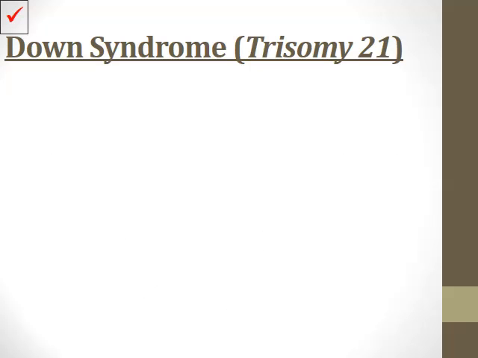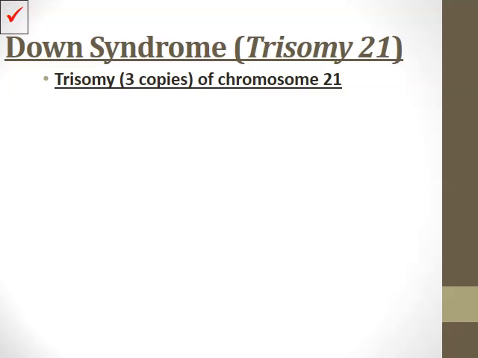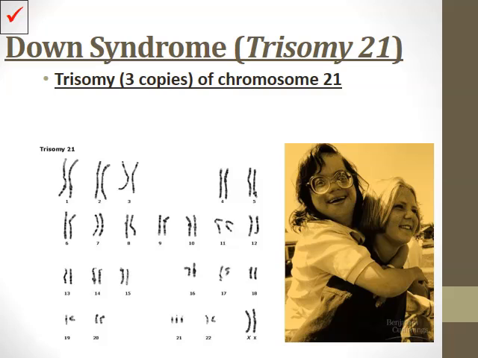Specifically, one of the first disorders we're going to talk about today is Down syndrome, also known as trisomy 21. Trisomy means we have 3 copies, and 21 means we have 3 copies of chromosome 21. Some of the side effects associated with Down syndrome are specific facial appearances, and the individual might be a little bit slow.